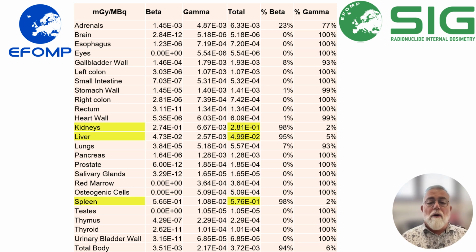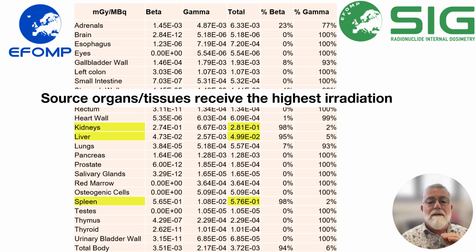First of all, for all the source volumes, so the kidney, the spleen, and the liver here, you can see that these organs or volumes of interest are those where the absorbed dose is the highest. So you have 2.81 times 10 to the minus 1, 10 to the minus 2, 10 to the minus 1. You can notice that for all the other targets, you've got minus 3, minus 4, or even minus 5 or 6, okay? So first conclusion, the source organs or tissues always receive the highest irradiation, okay?